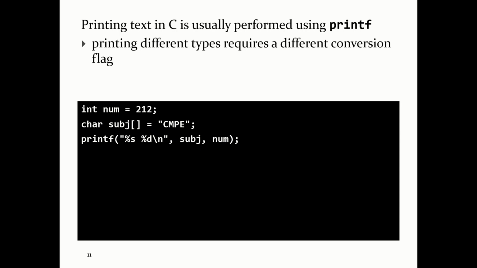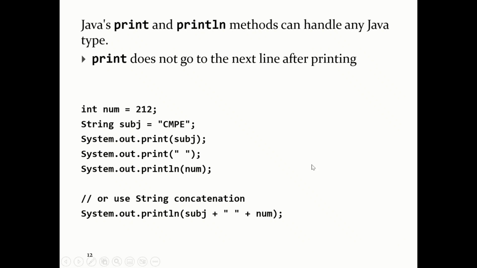Not terrible when you get used to it, but you could do the same thing in Java in the following way. I can have my string CMPE and an int 212. I can print the subject, then print a space. Notice there's a difference between print and println. Print does not go to the new line. Println goes to the new line after printing the thing. So that prints out CMPE, then a space, then the number, then goes to the new line.